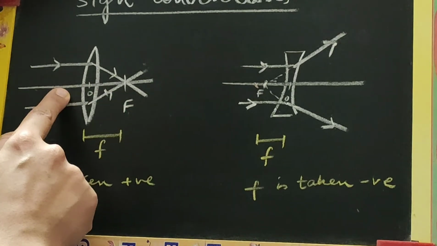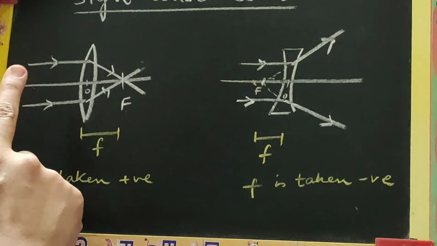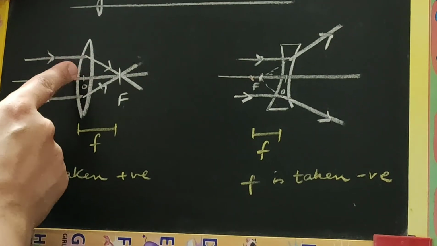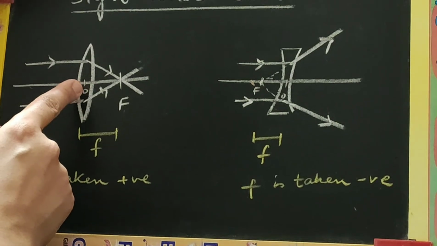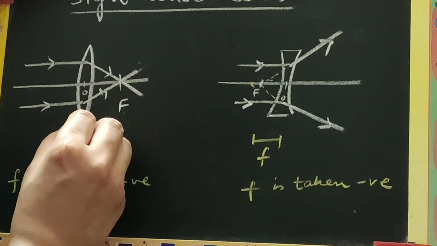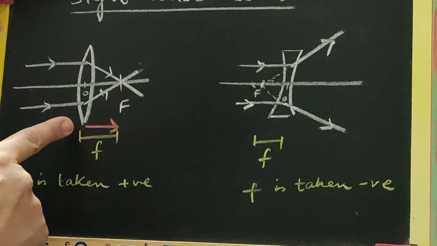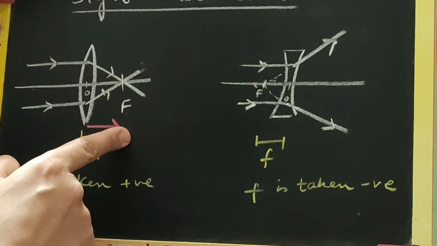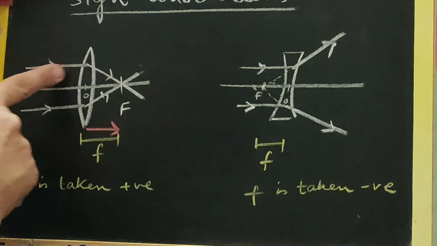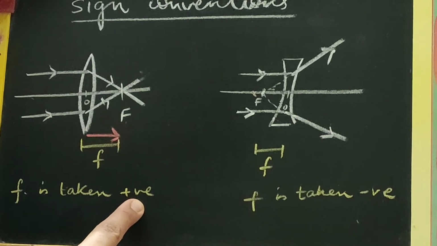Now in case of convex lens, when I measure the focal length, keeping the first point of sign convention in mind, I have to start from the optical center because all distances are measured from the optical center. And to measure the focal length, I will be moving in this direction from the optical center towards the focus. Now when I am moving from the optical center towards the focus in this direction, I am traveling in the direction of incident light. So hence the focal length is taken positive.